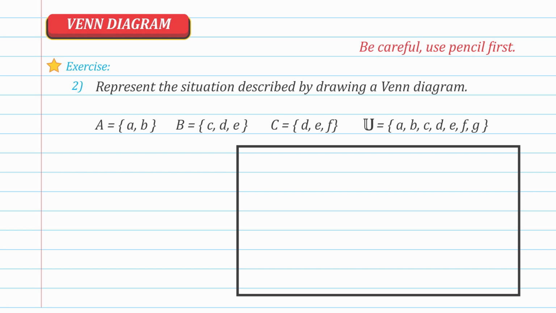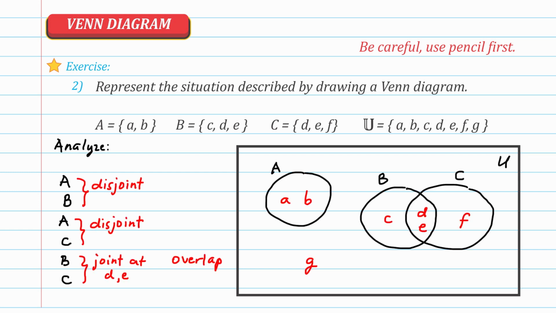Here are the answers. Notice that B and C lang ang joint sets. So sila lang ang naka-overlap. Naka-overlap sila sa D and E. Those are the common elements nila. Ano, nakuha ba?